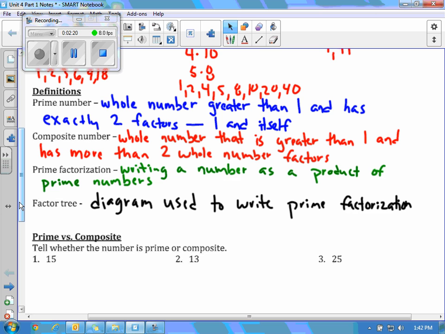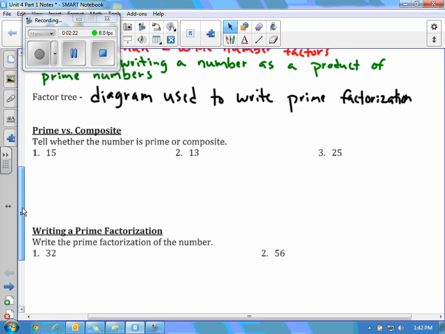So the next part just says to tell whether the number is prime or composite. Remember, a composite number is going to have 3 or more factors. So for 15, I know that 1 and 15 are both factors. I also know that 3 and 5 are factors. So that's going to be a composite number.